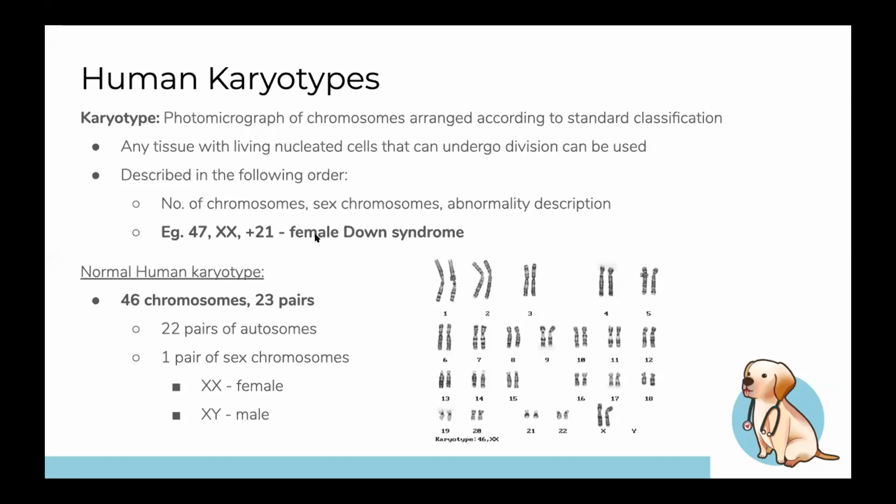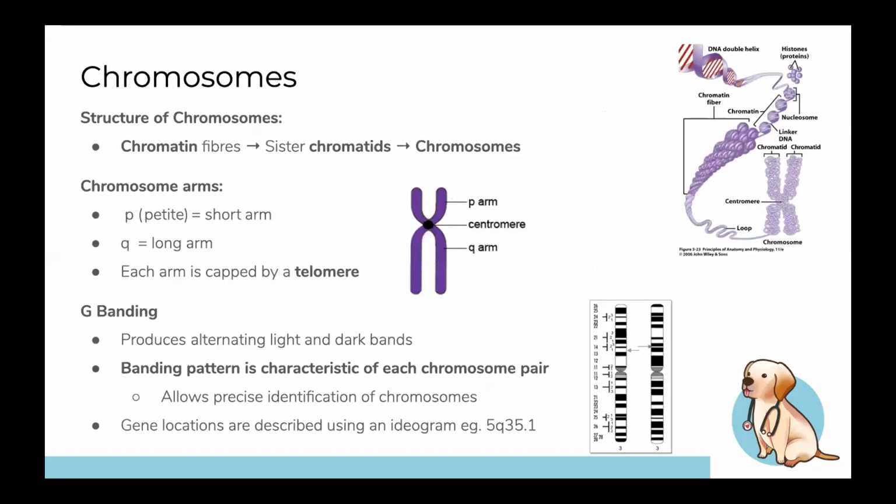As you probably know from your previous lectures, humans have 46 chromosomes, 23 pairs. Amongst those, 22 are autosomes and 1 pair are your sex chromosomes. For females, it's 2 X's. For males, it's an X and a Y.